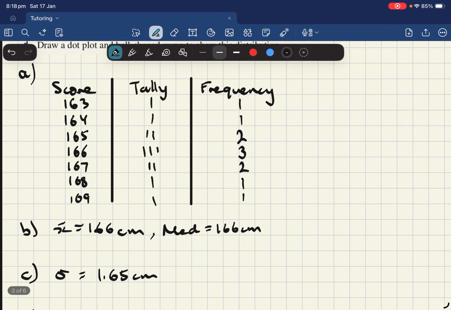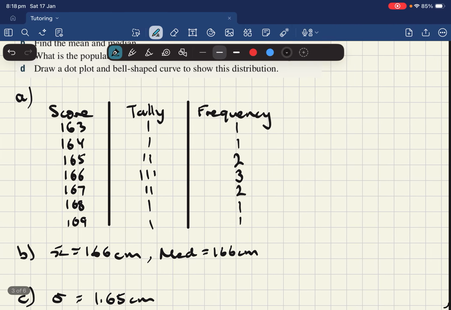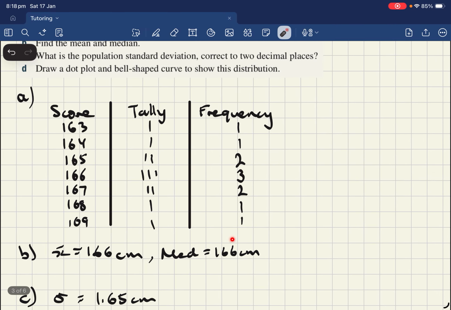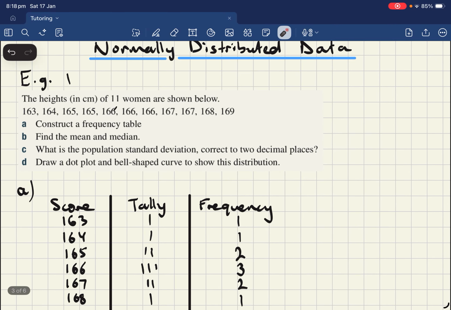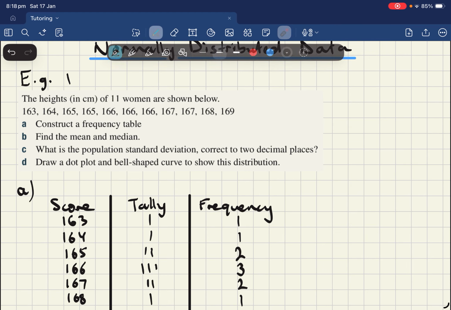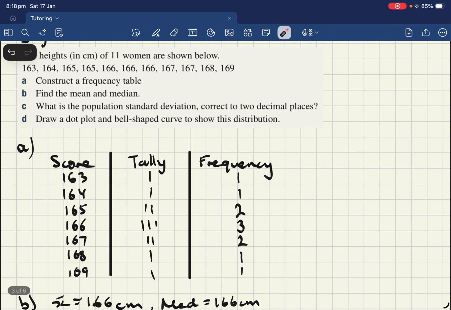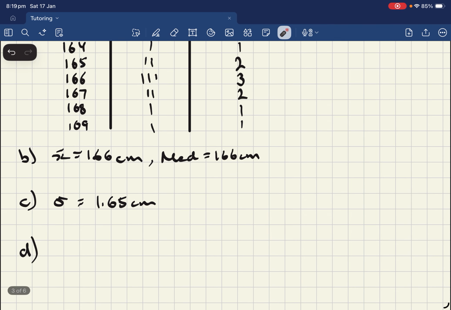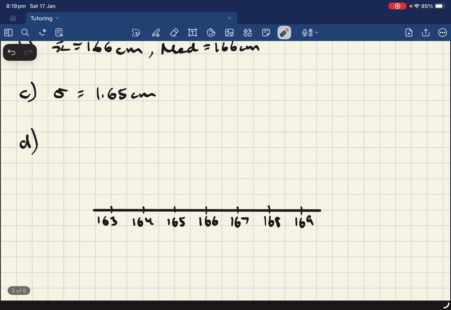Now, really quickly, we've seen here that the mean and the median are exactly the same. Let's just check the mode is the same. So mode, remember, means most common number. And we can see from the table that our most common with the highest frequency is 166. So the mean, median, and mode are all the same. So this tells us that this will be a normal distribution. But we're just going to show this by actually plotting the bell-shaped curve.